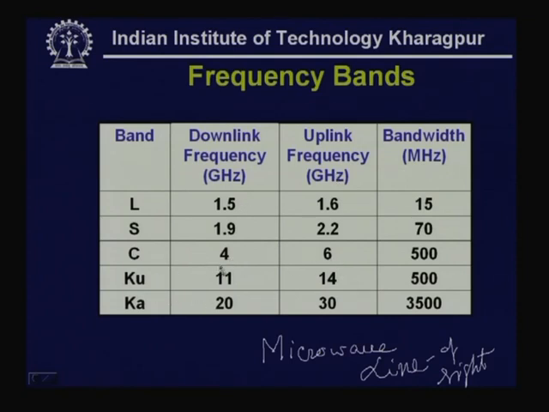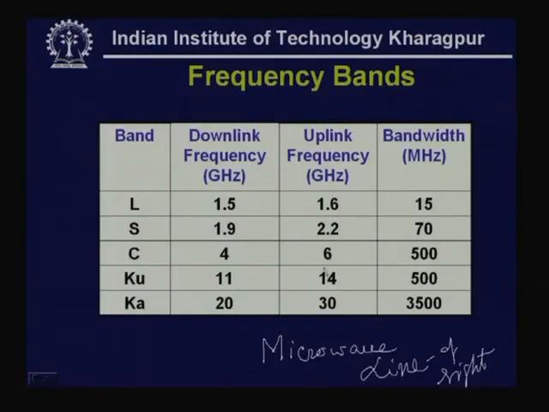Then these bands are gradually becoming congested, and presently Q band is widely used, and the Q band has downlink frequency of 11 gigahertz and uplink frequency of 14 gigahertz, around that. And once the Q band gets fully utilized, then we have to go for Ka band, which is in the range of 20 gigahertz for downlink and 30 gigahertz for uplink, and which can give you very high bandwidth, 3500 megahertz. So, we find the frequency bands, and as I mentioned, in all cases it is line of sight communication in the microwave frequency range.